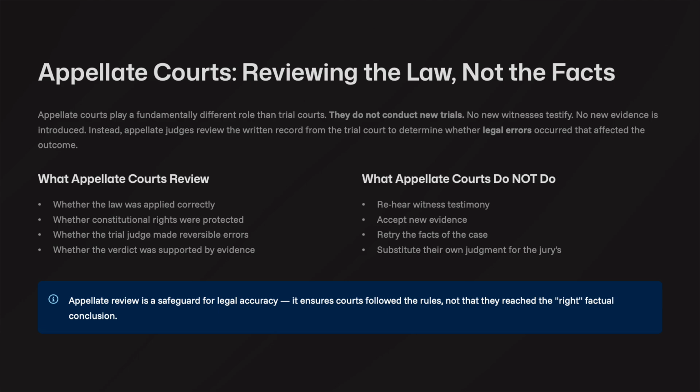They ask questions such as, did the trial judge apply the law correctly? Were the defendant's constitutional rights protected? Did improper evidence influence the verdict? If significant legal errors occurred, the appellate court may reverse the conviction, order a new trial, or return the case to the lower court for additional proceedings. The appellate process helps ensure the law is applied consistently and fairly throughout the judicial system.